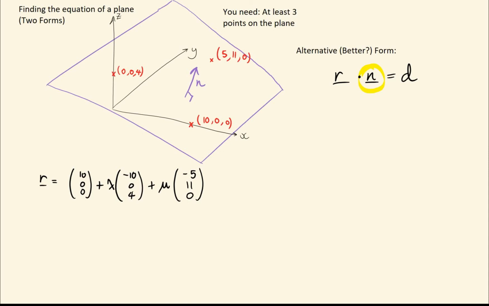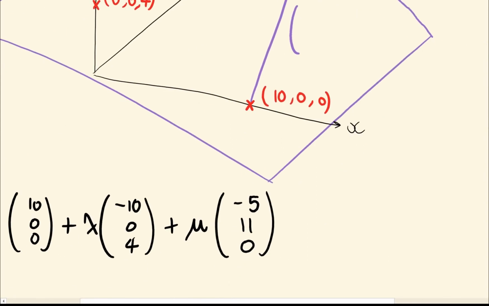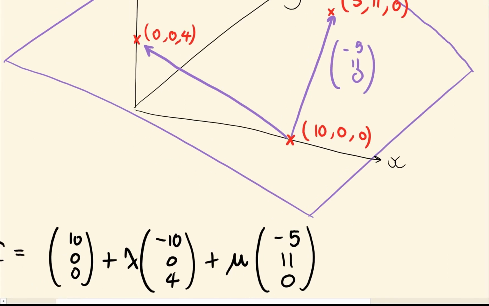So to work this out, we need to find our normal vector. We're going to use these vectors we just found. We've got one vector here, which was (minus 5, 11, 0), and we had another vector here. These are both direction vectors, so take us from one point on the plane to another point on the plane, whereas this was a position vector, it gave us the position of a point.